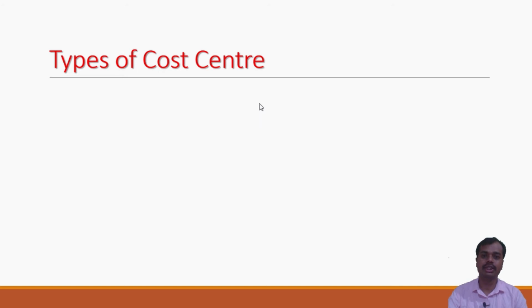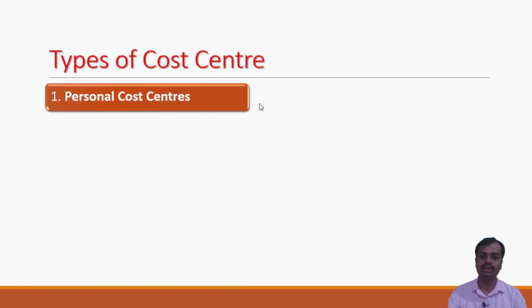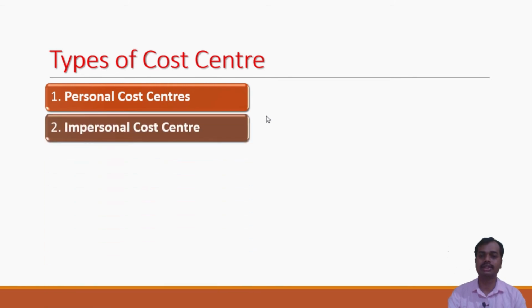Let's see the types of cost center. On the basis of the nature of business activities, the following are the types of cost center. First is personal cost center. If a cost center refers to a person or group of persons, it is a personal cost center. Second is impersonal cost center. If a cost center refers to a location or equipment or group of equipment, it is an impersonal cost center.